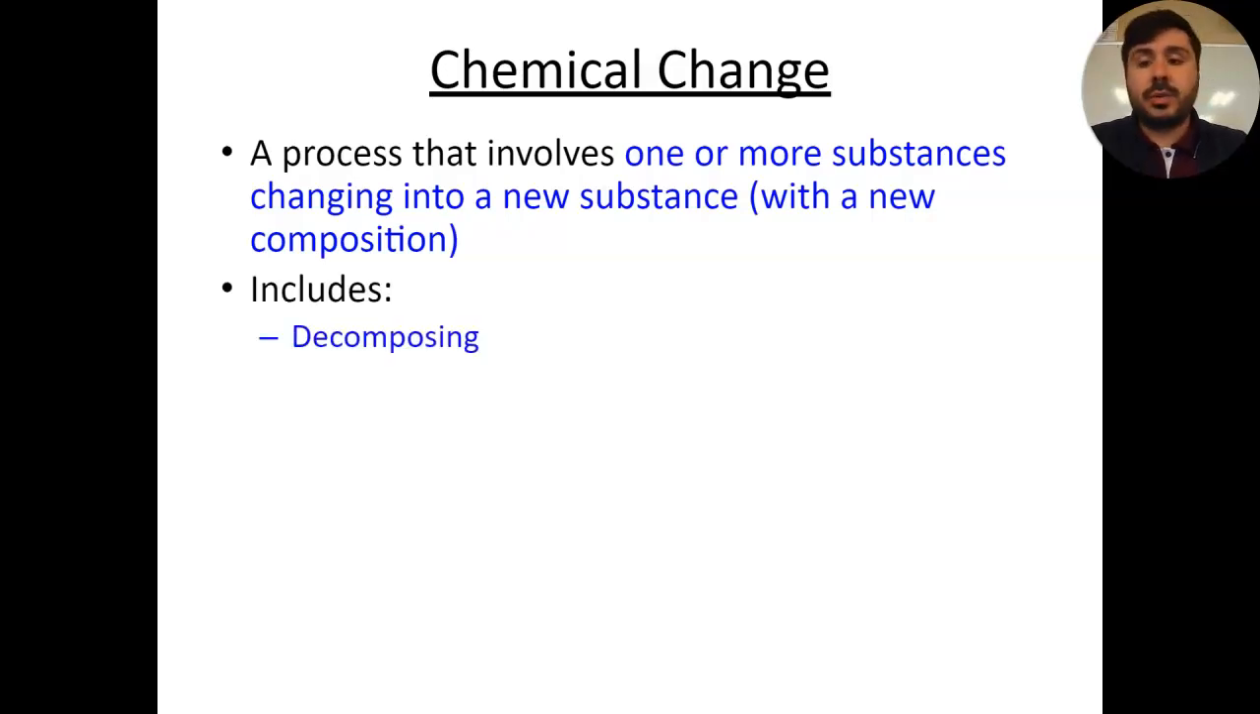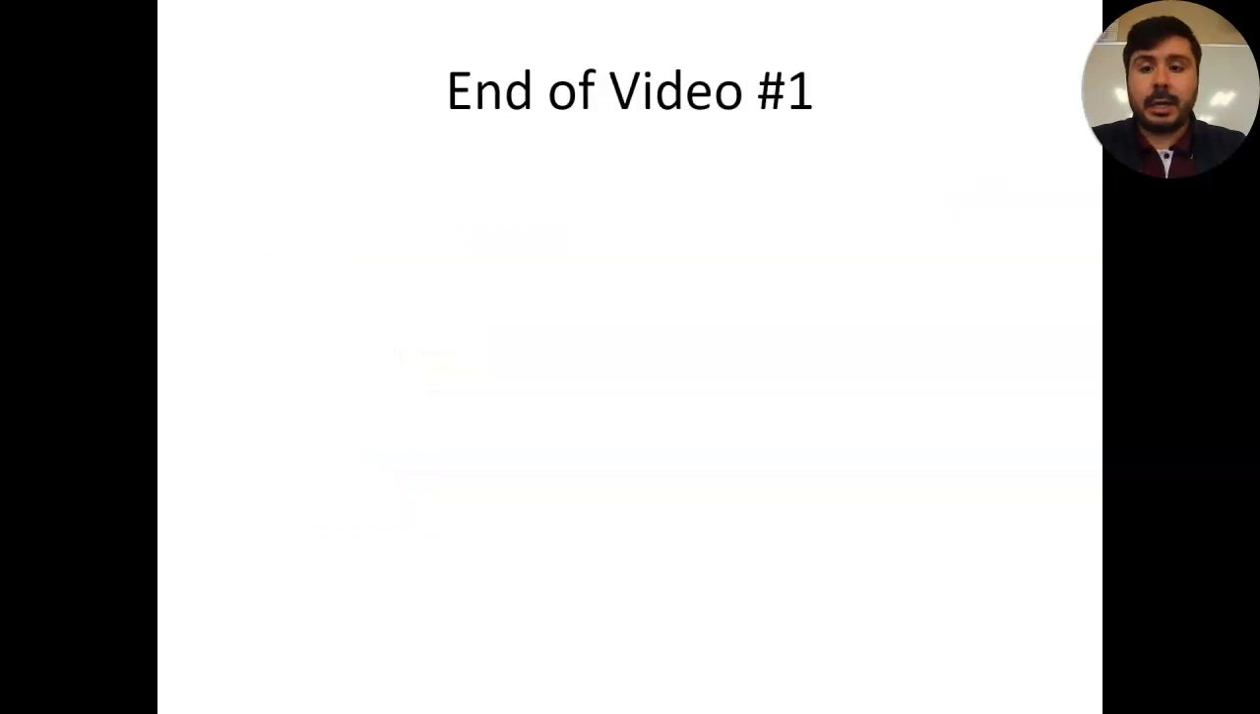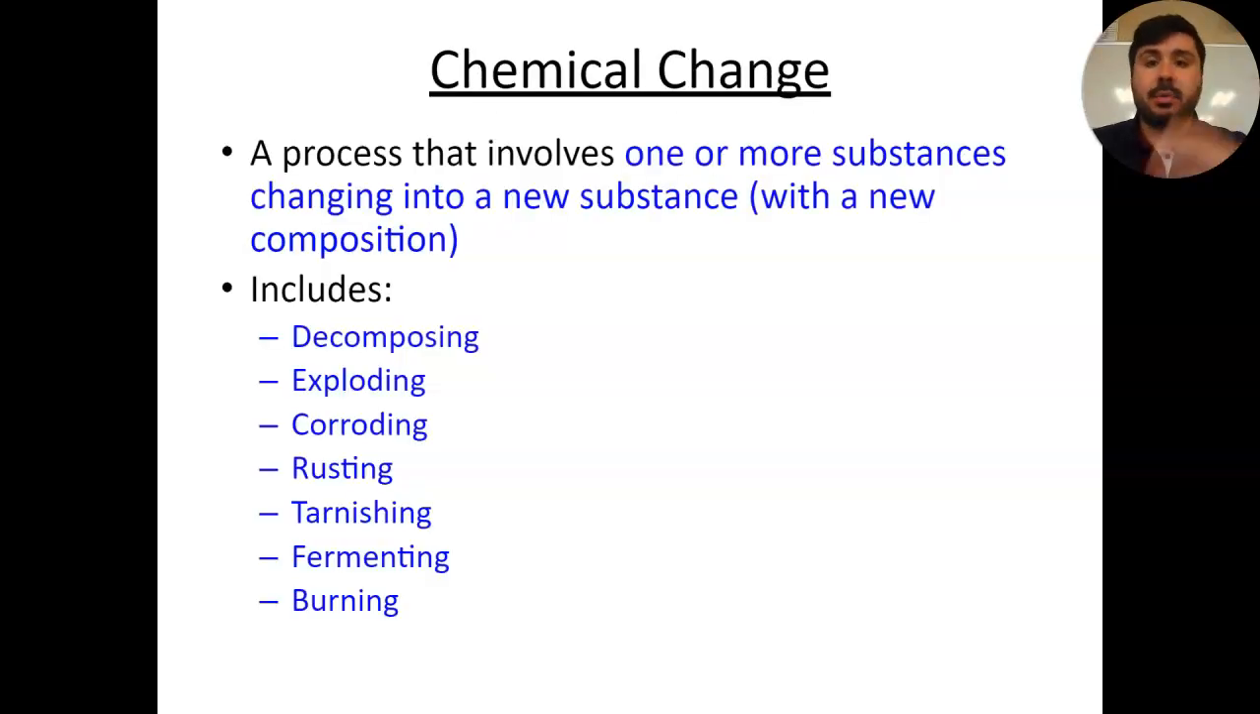And this is going to include things like decomposing, right? Think about things in the forest dying and decomposing, exploding, corroding, rusting, tarnishing, fermenting, and burning. Okay, fermenting and burning, right? So all of these are great examples of actual chemical changes that can occur from certain objects. So again, all of these are going to represent a change from one thing to an entirely new substance after that change has occurred.